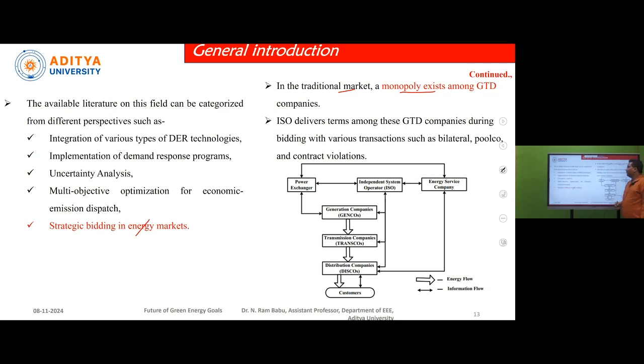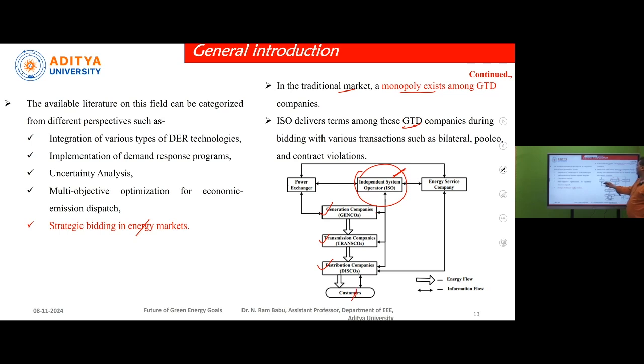Whereas in the deregulated market, there is n number of generation, distribution, and transmission companies. So you can observe it. These are generation companies, which are generally known as Gencos. Here, transmission companies, generally known as Transcos, and these are distribution companies. So these companies are operated by an operator called the independent system operator. That means this ISO provides bidding and also provides rules and regulations for the transfer of energy from generation, transmission, and distribution to the customers.